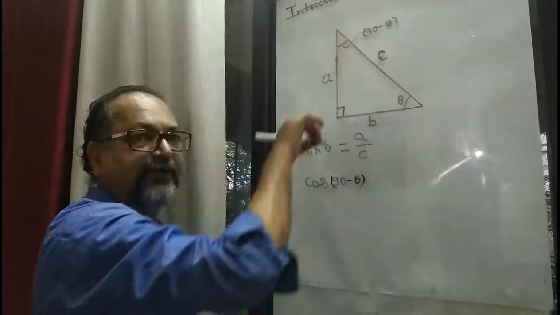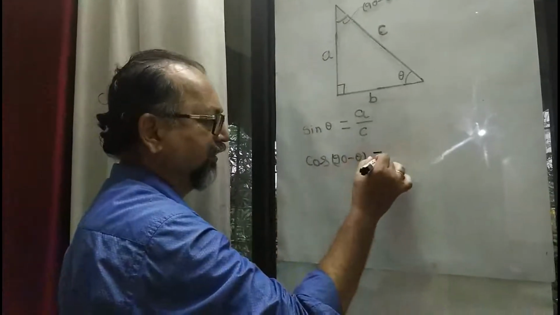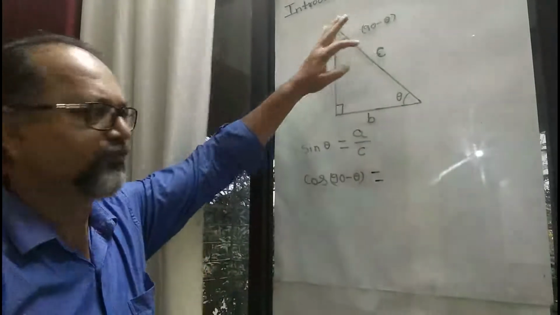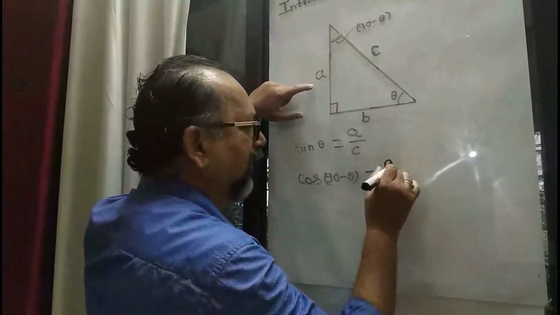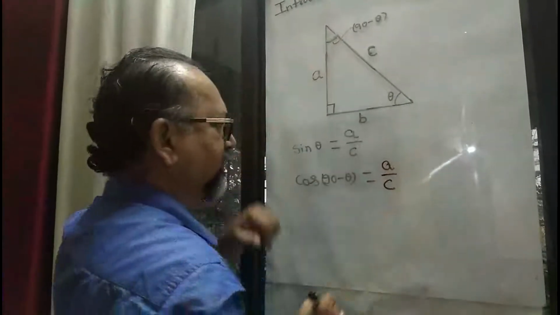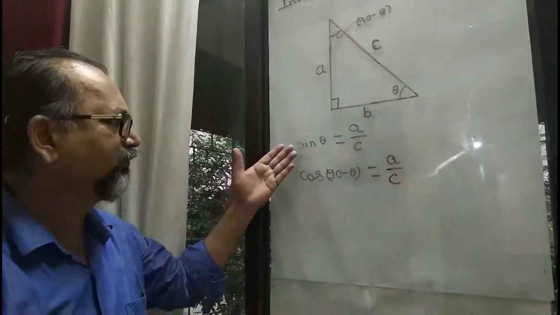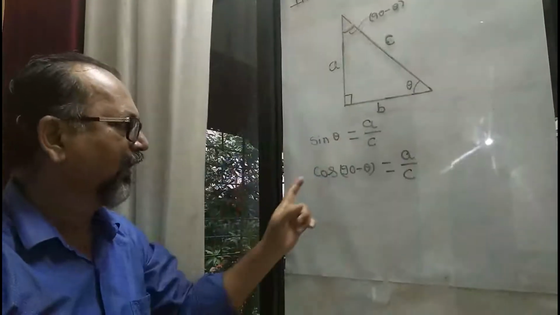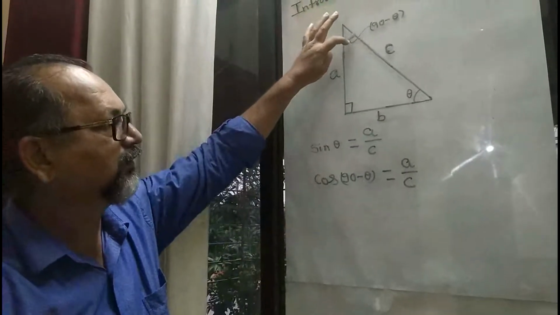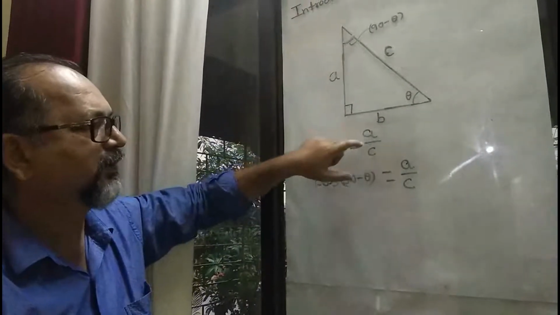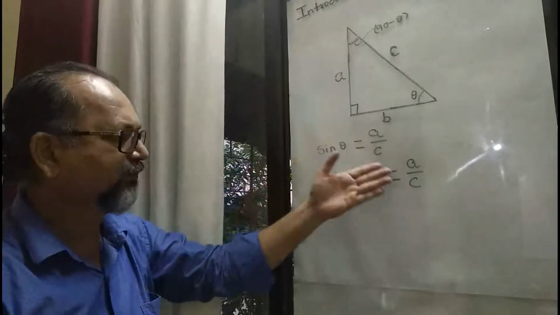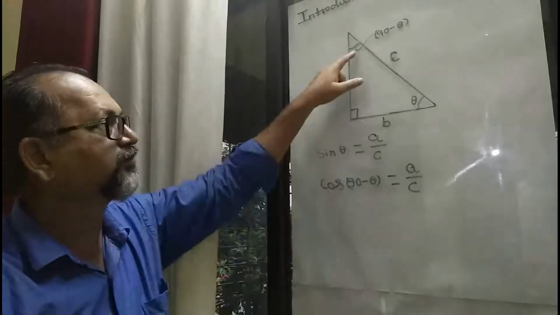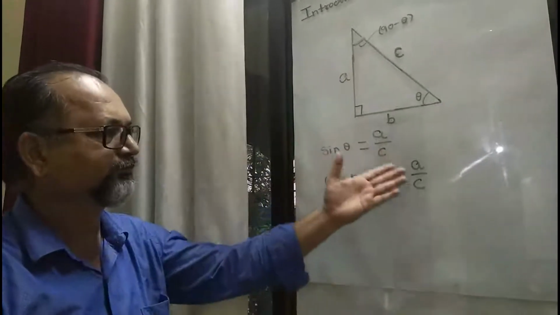What is the measure of this angle? 90 minus theta. Cos of 90 minus theta is, what is the definition of cos? Adjacent upon hypotenuse. So it will be A upon hypotenuse, C. So what do we get here? We get sine theta is A upon C, and cos of 90 minus theta, this angle, I get A upon C. Again same as this. So you can easily observe here that sine theta and cos of 90 minus theta are the same.